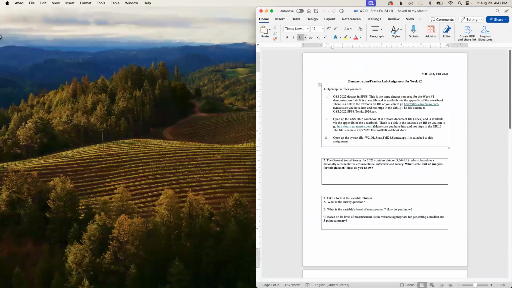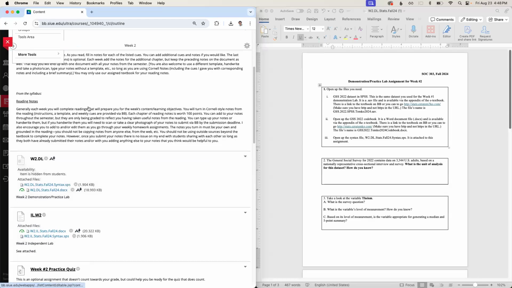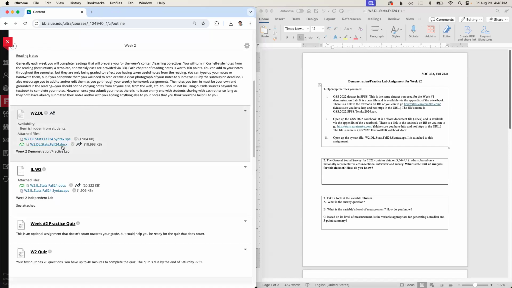And then on Blackboard, there's one more file that was attached with this, which is a syntax file. So here on Blackboard under week 2, this is where this file came from, the Word document, and then the .sps, this is the syntax file. So you'll open all three of those. So let's see what those are first. The data set you saw last week, and we'll look at that again in a moment.